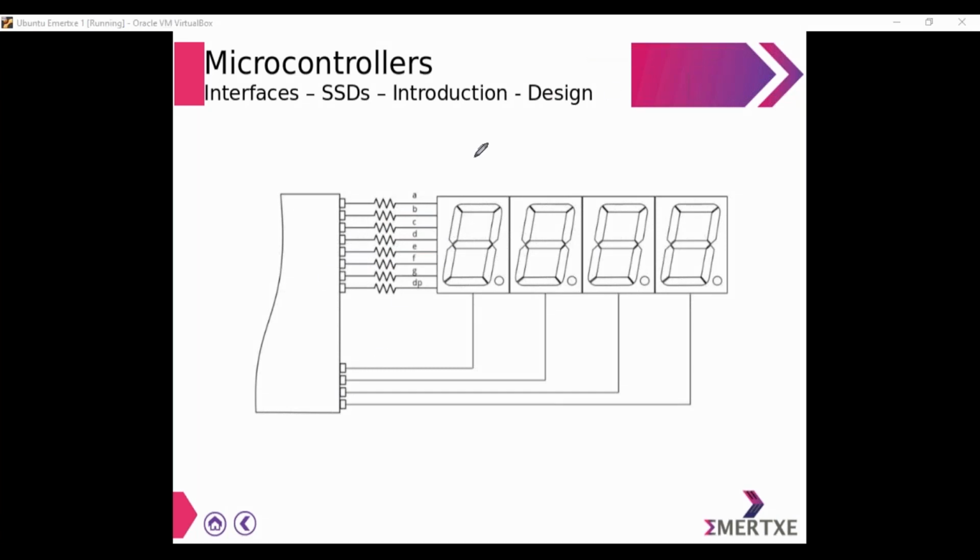Now here, you will either have a common cathode configuration or a common anode configuration. In common cathode configuration, what needs to be provided in common? Yes, it is ground.